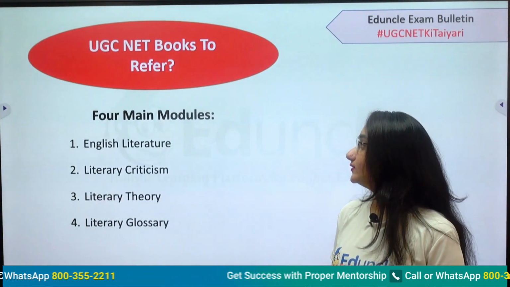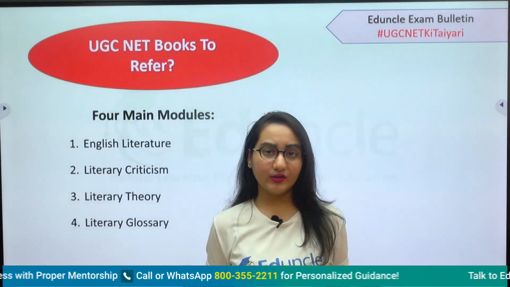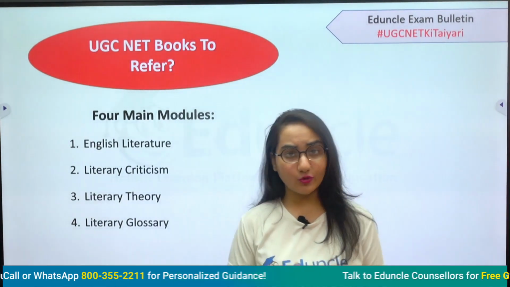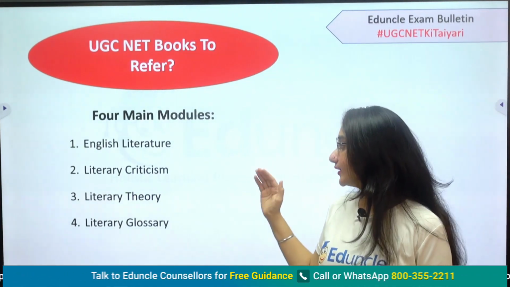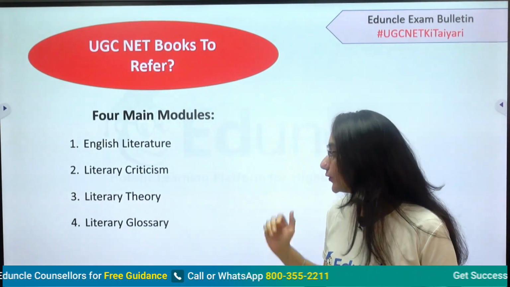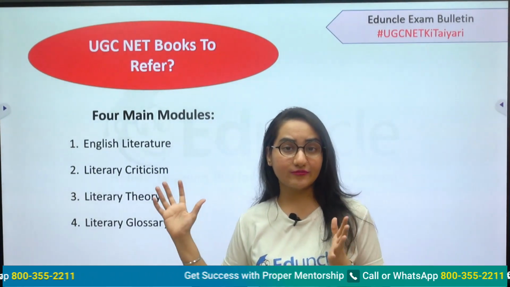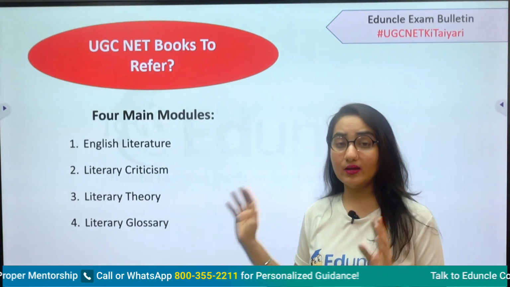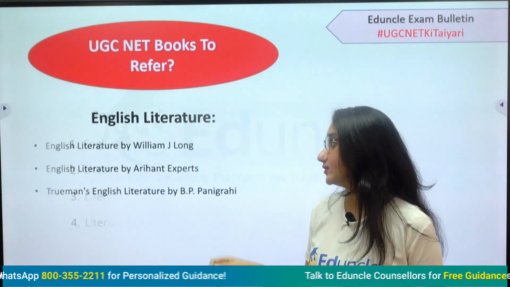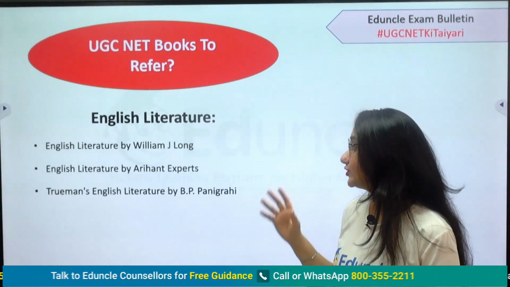Okay, now these are the 4 main modules, or I can say I have divided your entire syllabus into 4 main parts. That is English literature, literary criticism, literary theory, and literary glossary. So we'll talk about all these 4 modules, or I can just say 4 parts, in detail now, and I'll be telling you what all things you need. So if I talk about the first part, that is English literature.